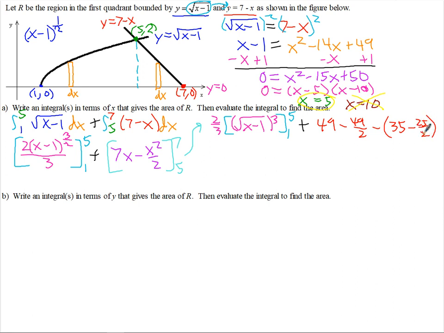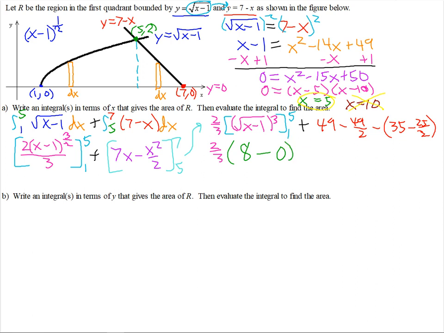Now let's substitute into this one. So we'll have 2/3 on the outside. And then when you substitute in 5, that's 5 minus 1, 4. Square root of 4 is 2. 2 cubed is 8. Minus, when you substitute in 1, that gives you 0.